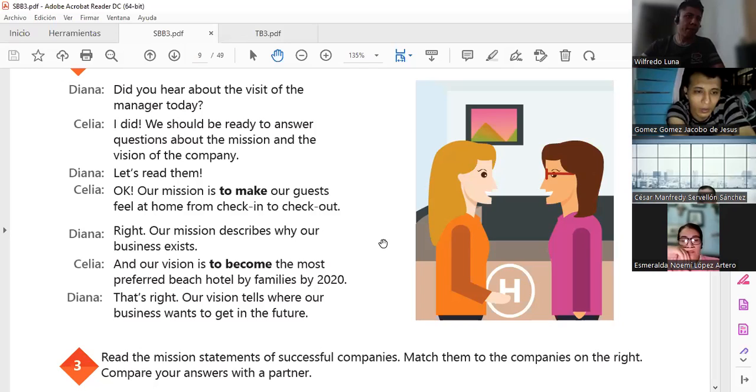And our vision is to become the most preferred beach hotel by families by 2020. Okay, preferred beach hotel by families by 2020. By family by 2020. Yes, léelo otra vez. And our vision is become the most preferred beach hotel by family by 2020. Sí tiene sueño, ¿verdad? By families by 2020.